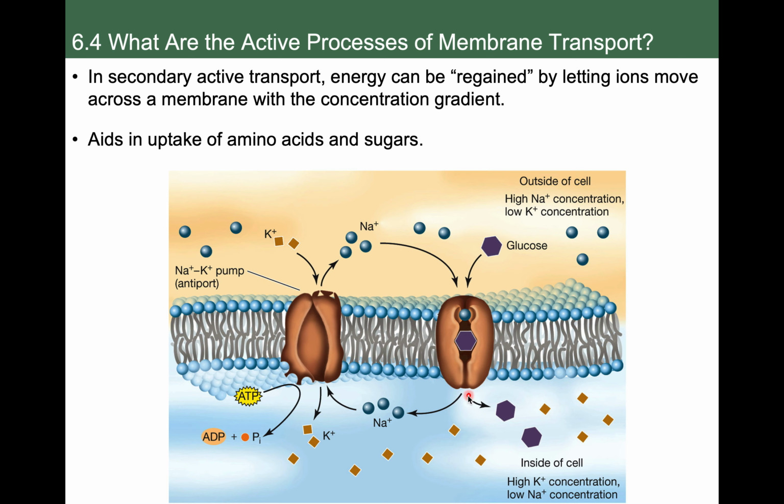It doesn't directly use ATP, but it does require some of the sodium ions that were pumped by the sodium-potassium pump, which was directly using ATP. So the bottom line is these secondary pumps will only work if they have a primary pump functioning nearby. So the secondary relies on the primary, if that makes any sense.